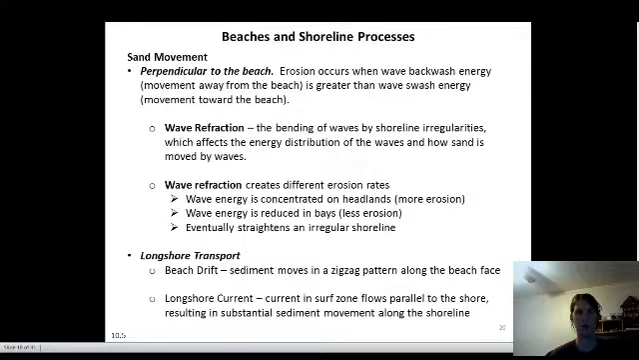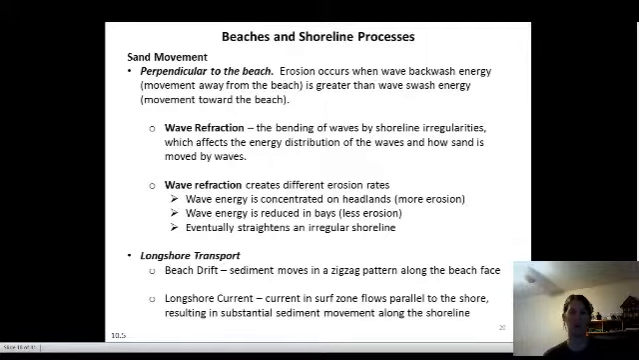So how does the sediment or sand move from this wave-driven erosion? So sediment moves perpendicular to the beach. So you have erosion occurring when the wave backwash energy, so you have a wave and your backwash is when that water moves back to the ocean, is greater than the wave swash energy of movement forwards. You get wave refraction, which is the bending of waves by shoreline irregularities, which affects the energy distribution of the waves and how sand is moved. And it can create different erosion rates.